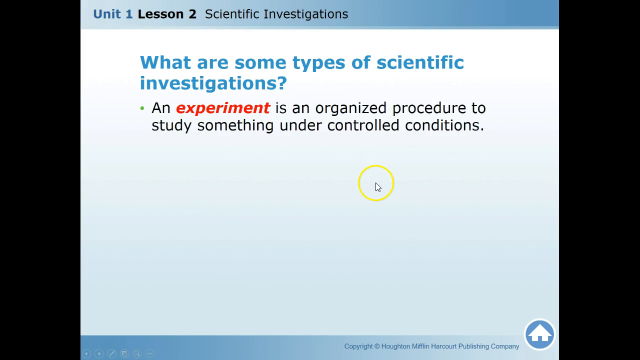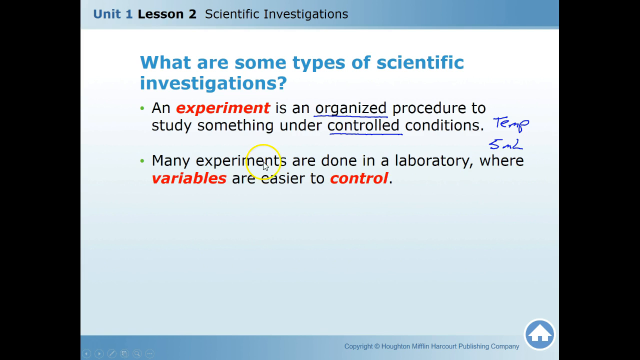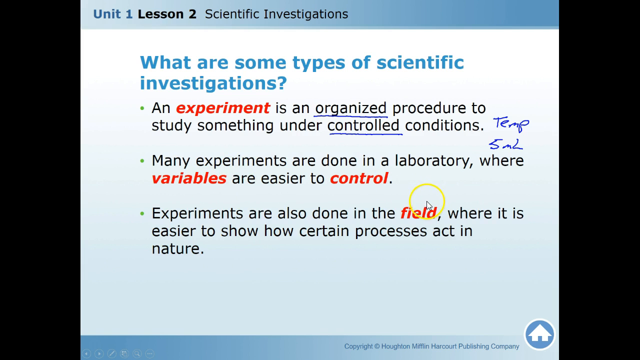So some different types of scientific investigations. An experiment is really just an organized procedure, so it's very organized step by step to study something under controlled conditions. So we want to keep maybe the temperature the same. Maybe we want to make sure we only add 5 milliliters of the liquid each time as we go through. So we try to control all those things. Many variables are done in the laboratory because these variables are easier to control. So when we do these experiments, we can control all of the variables that we have.